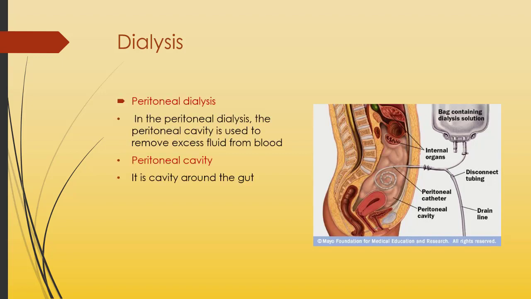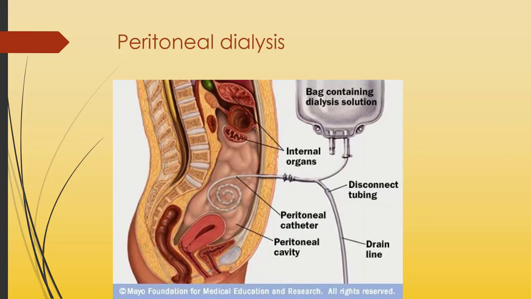Peritoneal dialysis. In peritoneal dialysis, the peritoneal cavity is used to remove excess fluid from blood. So students, first of all we should know what the peritoneal cavity is. It is a cavity around the gut. See this diagram. This portion is called the peritoneal cavity, which is a space around the gut. Now students, we will study the method of peritoneal dialysis.